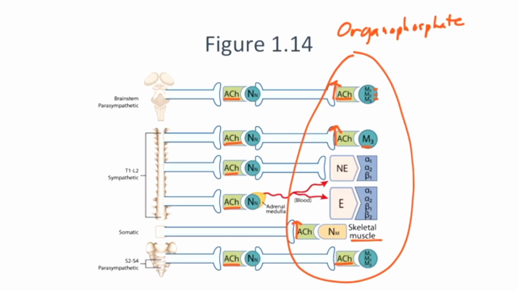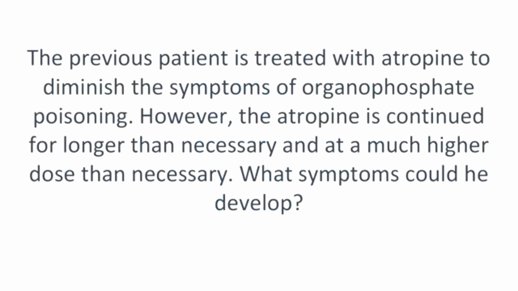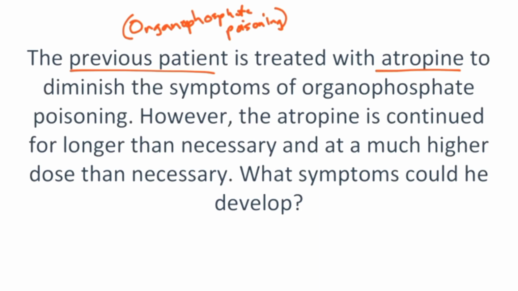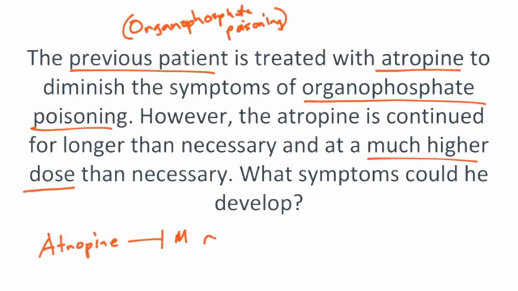So now let's do a question to apply this. The previous patient, the patient with organophosphate poisoning, is treated with atropine to diminish the symptoms of organophosphate poisoning. However, the atropine is continued for longer than necessary and at a much higher dose than necessary. What symptoms could he develop? Now recall that atropine blocks the muscarinic receptors, which is helpful because initially they had organophosphate poisoning, which led to overactivity of the muscarinic receptors.